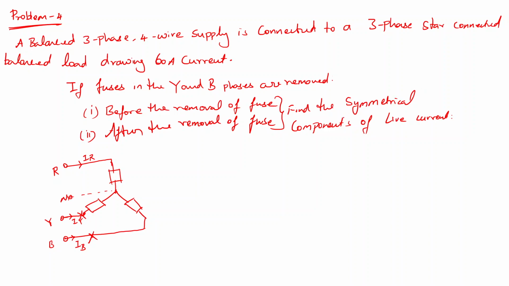Symmetrical component means three symmetrical components we are having. One is zero sequence, positive sequence, and negative sequence. All these sequence currents you need to find out. The actual current value they have given, during balanced time, all three phases are having 60 amp current flowing. After removal of fuse, only R phase is having 60 amp, Y phase is 0, B phase is 0.